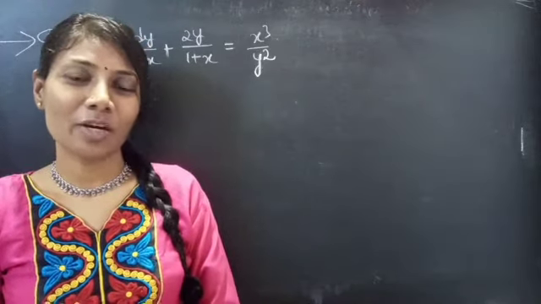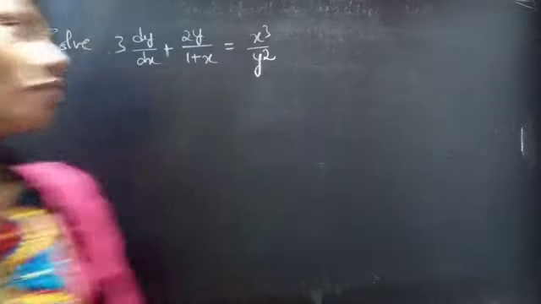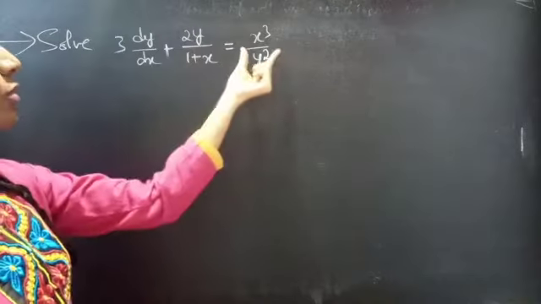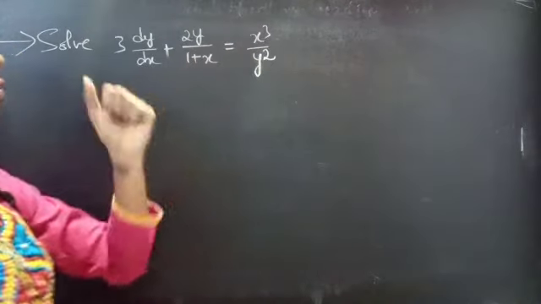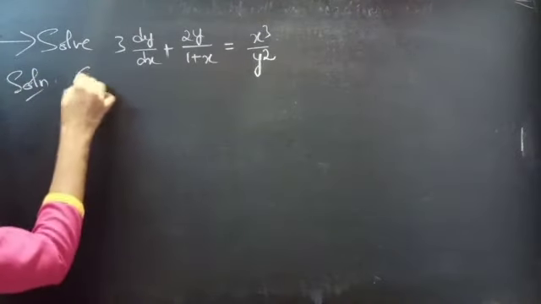In this video, we are going to solve the given differential equation. So let's get going. Problem: solve 3 dy by dx plus 2y by 1 plus x equals x cubed by y squared. Solution. Given differential equation.